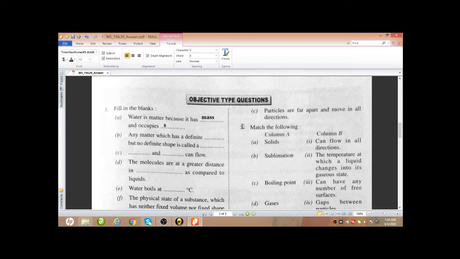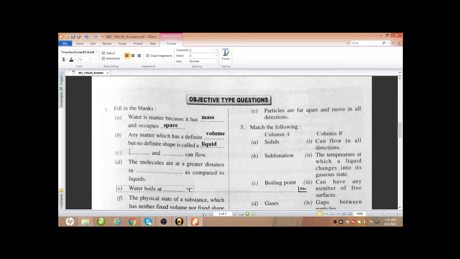Okay, so anything which is a matter must have these two: it must have some mass and must occupy some space. Okay, next, any matter which has a definite volume but no definite shape is called a liquid. So in the first blank it will be volume, and in the second blank it will be liquid, as liquid is not having any definite shape but it's having definite volume. Okay, next, question number C, dash and dash can flow.